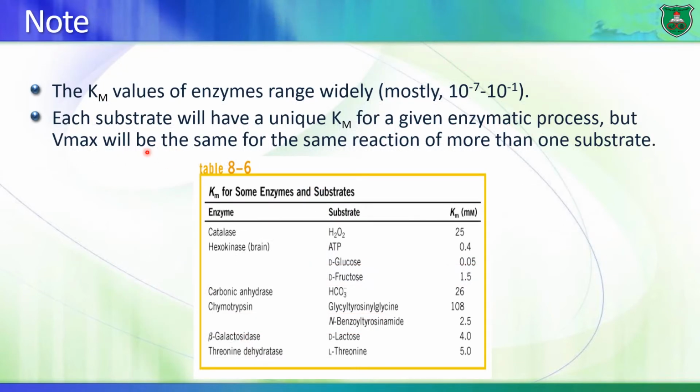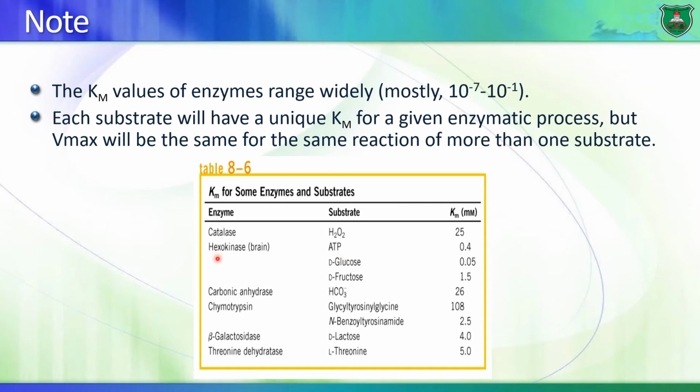Now, Km values of enzymes range widely. So the range is something like 10 to the minus 7 to 10 to the minus 1. Okay, so notice here these are the Km values for different enzymes. Now there's only one substrate for catalase, and it has its own Km value, which is quite different than the Km values of hexokinase towards ATP and hexoses.